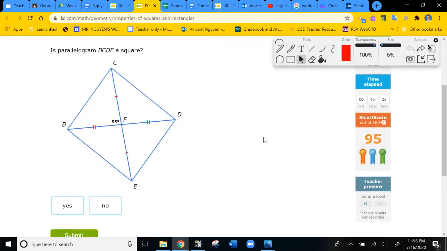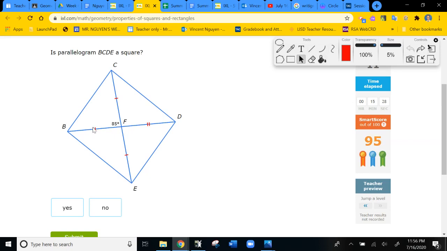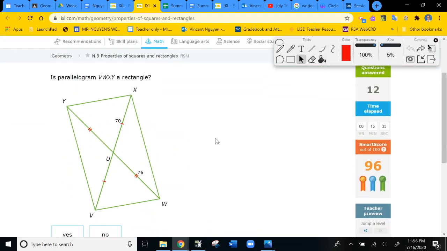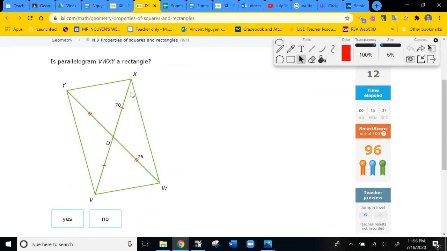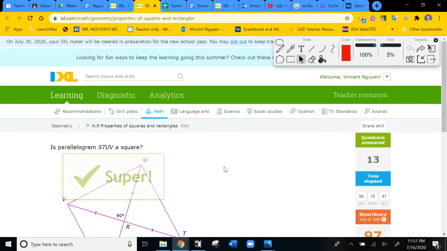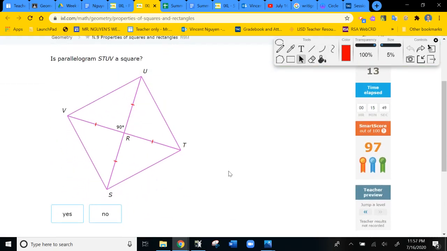Those weren't really challenging. Is this a square? No, it's not, because again, these markings are not the same. So no. All right, I think we're going to hit 100 very fast. Is this a rectangle? No, because these pieces are supposed to be equal, right? So no. Submit. Is this a square? Yes, that's a 90-degree angle, and all of these are the same. I'm going to say yes.